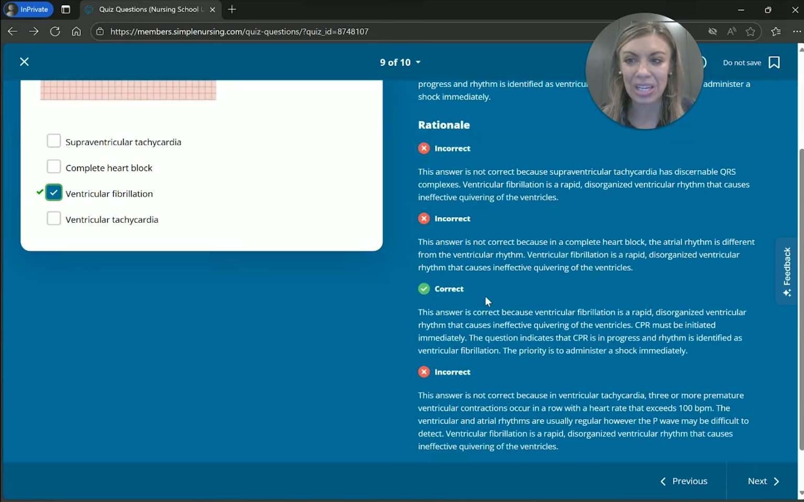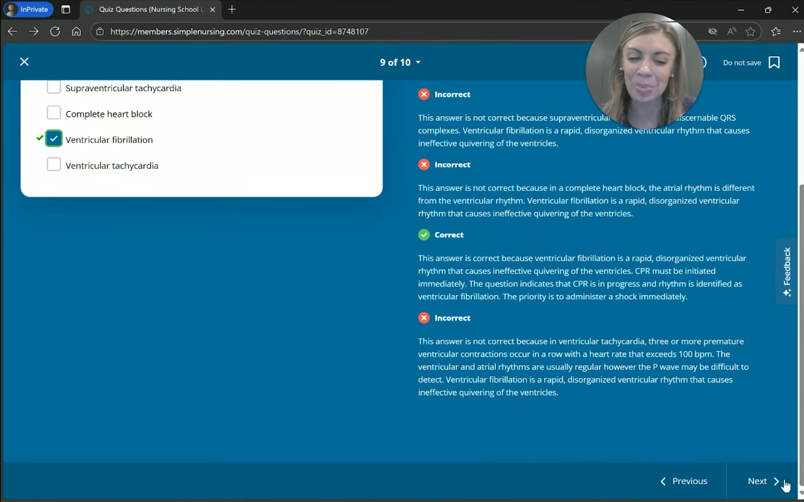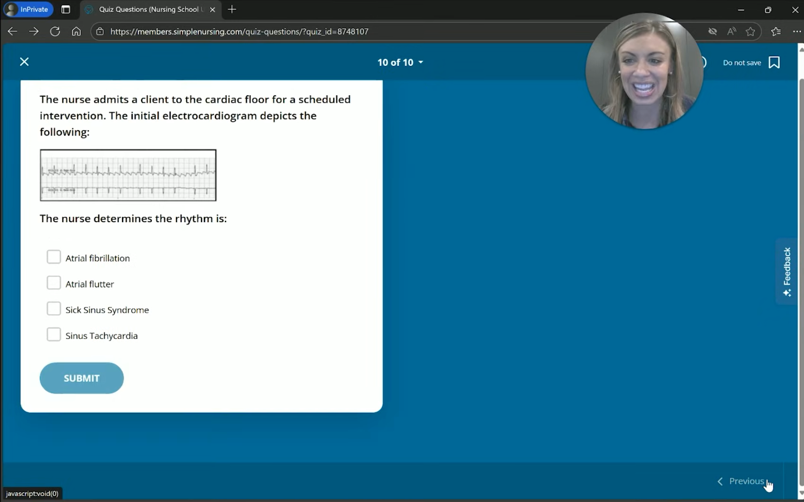And again, it gives those explanations as if this were the best answer, what would the question say? Versus if this were the best answer, what would you see? To again help us understand why things are correct and incorrect.